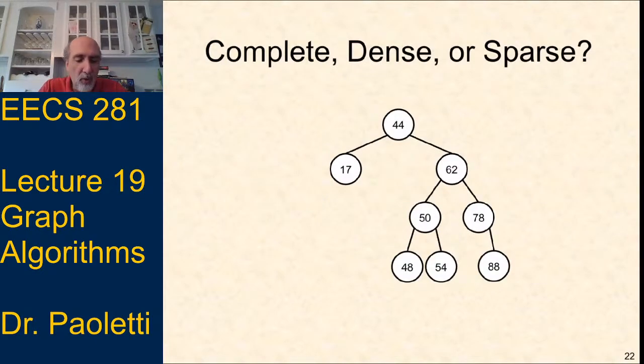Okay, so given this graph, would we say it's complete? Is it dense or is it sparse? Well, I don't have edges from lots of vertices to lots of others. Like 17 is only connected to one, 48, 54, 68, they're all only connected to one other vertex. So this looks pretty sparse. In fact, it is a tree. A tree is a connected graph with no cycles. A tree, by definition, is sparse. It's got the minimum number of edges to still be connected.